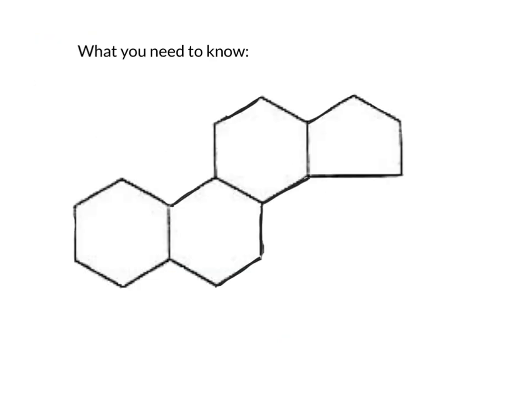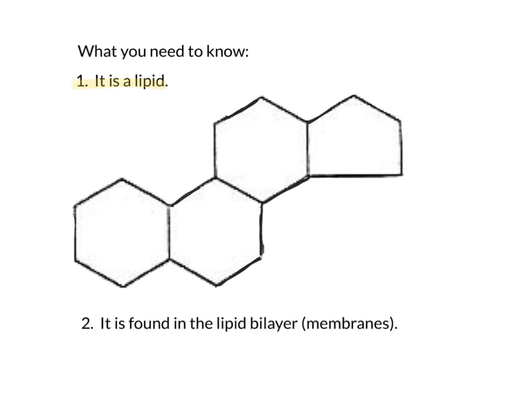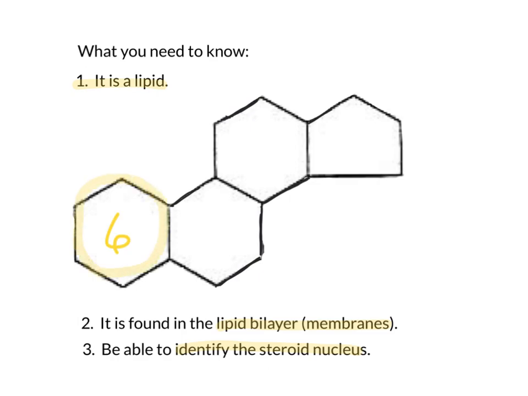So what do you need to know about the steroids? Number one, you need to know that it is a lipid. And number two, because it is a lipid, we will expect it to be found in the cell membranes. And finally, number three, to be able to identify the structure. Again, you're going to need that pattern where you have a six-membered ring fused to a six-membered ring, up for six, and then at the end is a five-membered ring, which I call a house.